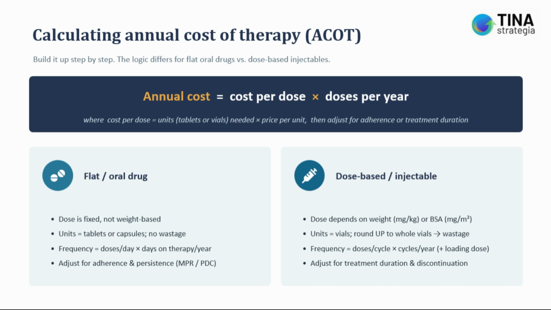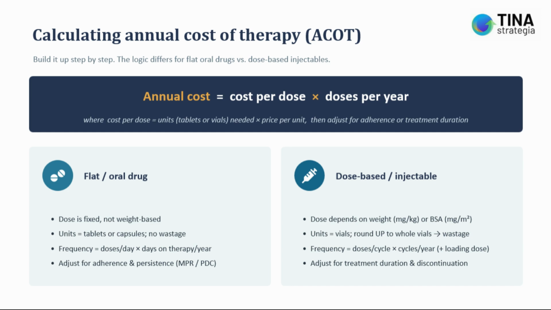The formula is at the top, and it's simpler than it looks. Annual cost equals cost per dose times doses per year. The cost of a single dose is just the number of units you need, tablets or vials, multiplied by the price per unit. Then, and this is the part people forget, you adjust for real-world factors like adherence and treatment duration. We'll spend a whole slide on that adjustment later, because it's the most common mistake.